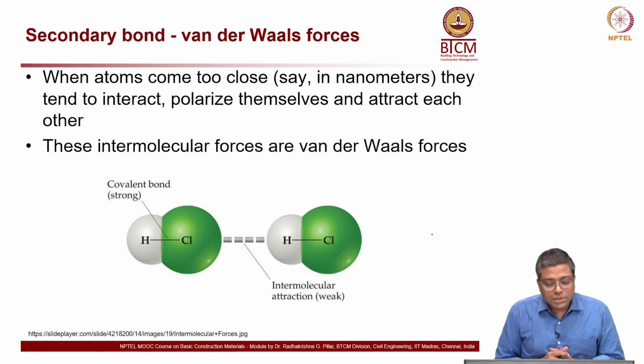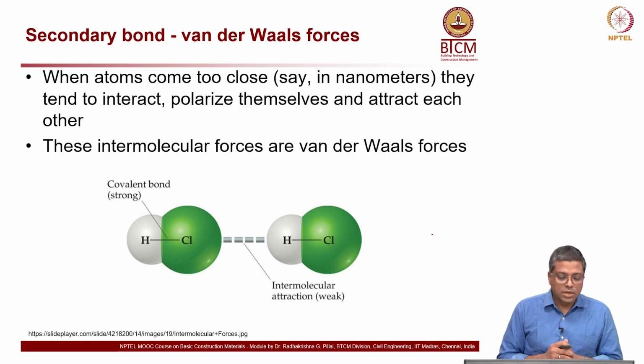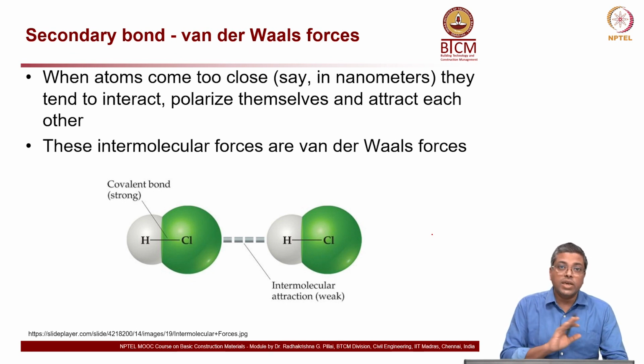Now, we will talk about secondary bonds. Until now we were talking about the bonds which are primary in nature, or strong bonds: covalent, metallic and ionic bonds. Now, two secondary bonds we will talk about. One is van der Waals forces and then hydrogen bonding. So, what is van der Waals forces? This is generally known as the weak bond.